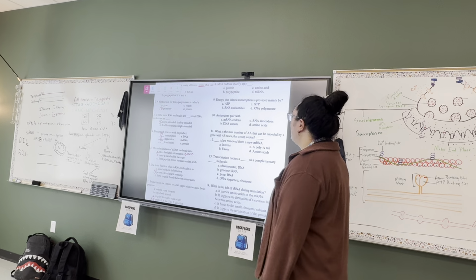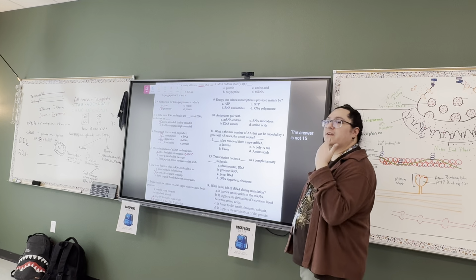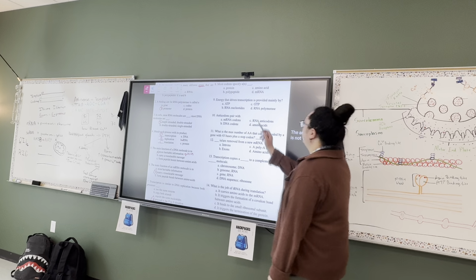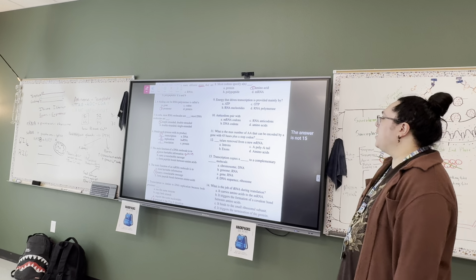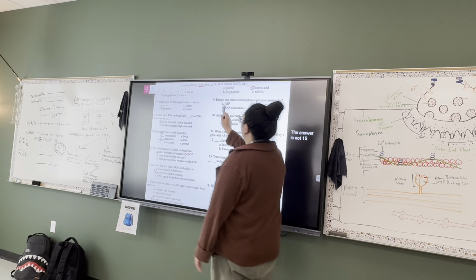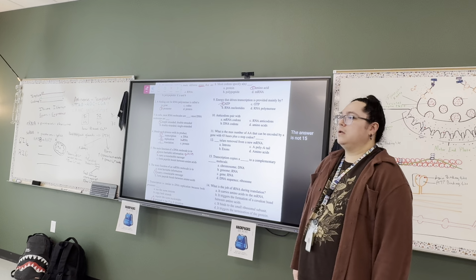Number 8, most codons specify a what? Each codon, each 3 letters, specifies a what? An amino acid. Number 9, energy that drives transcription is provided mainly by ATP. Number 10, anticodons pair with what? mRNA codons.